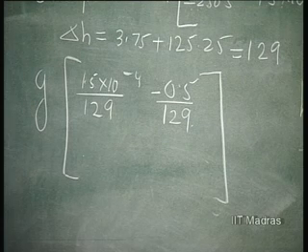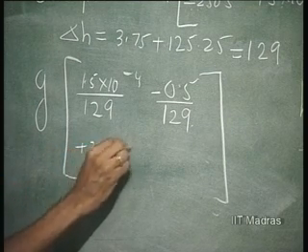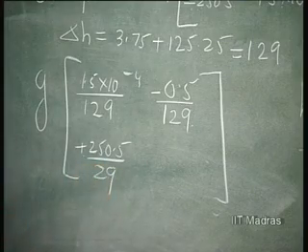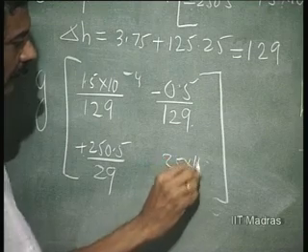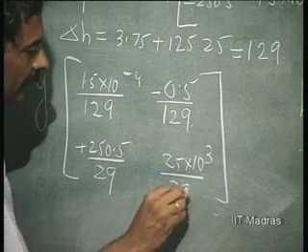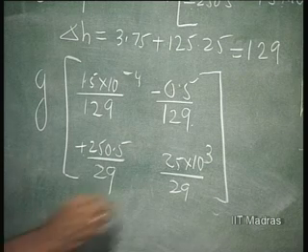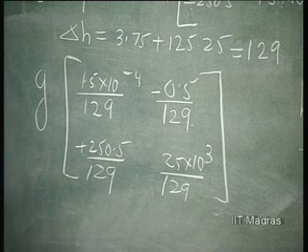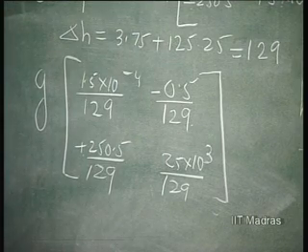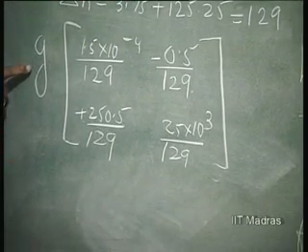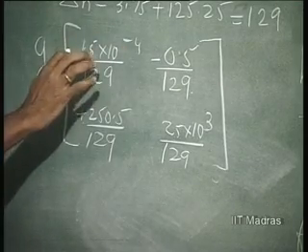This factor was plus 250.5 by 129, and this is 25 into 10 to the power 3 by 129. All these things are 129. So let us now see what is happening. The parameters, for example, we are not interested in this itself.